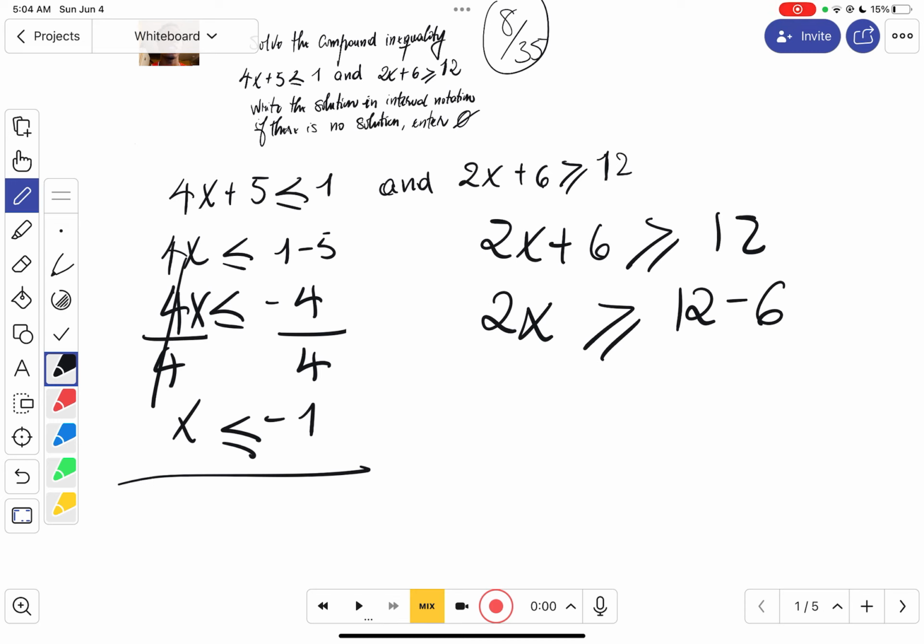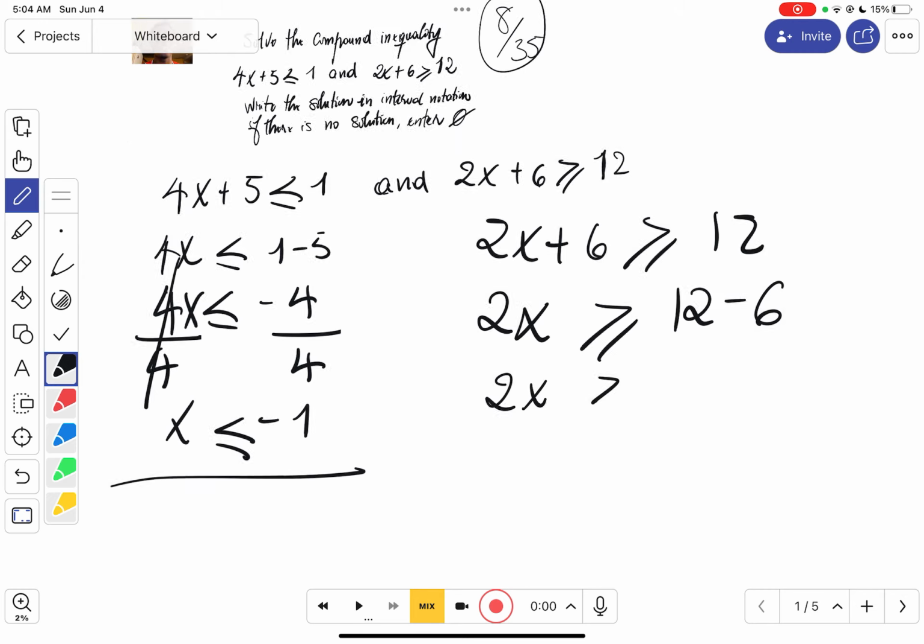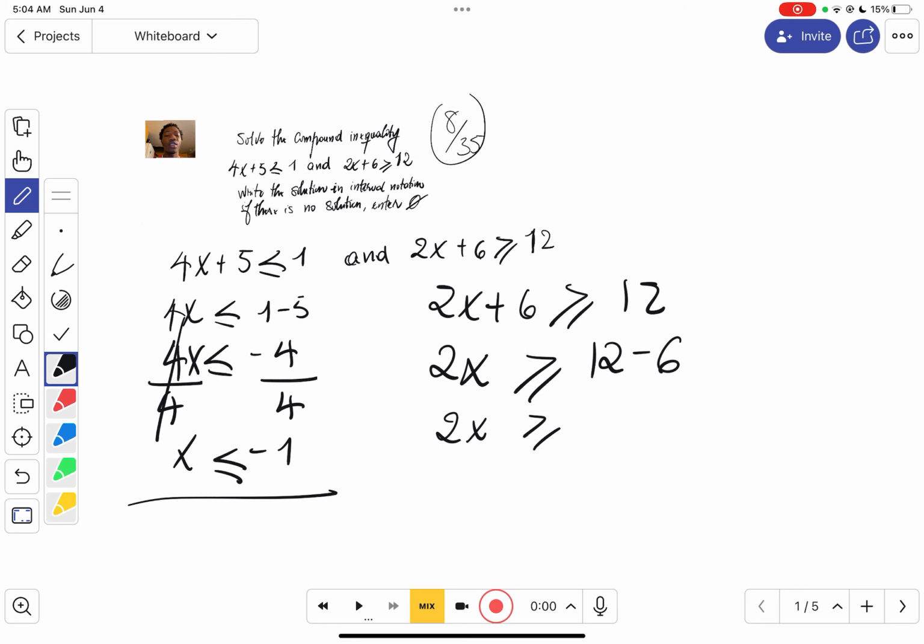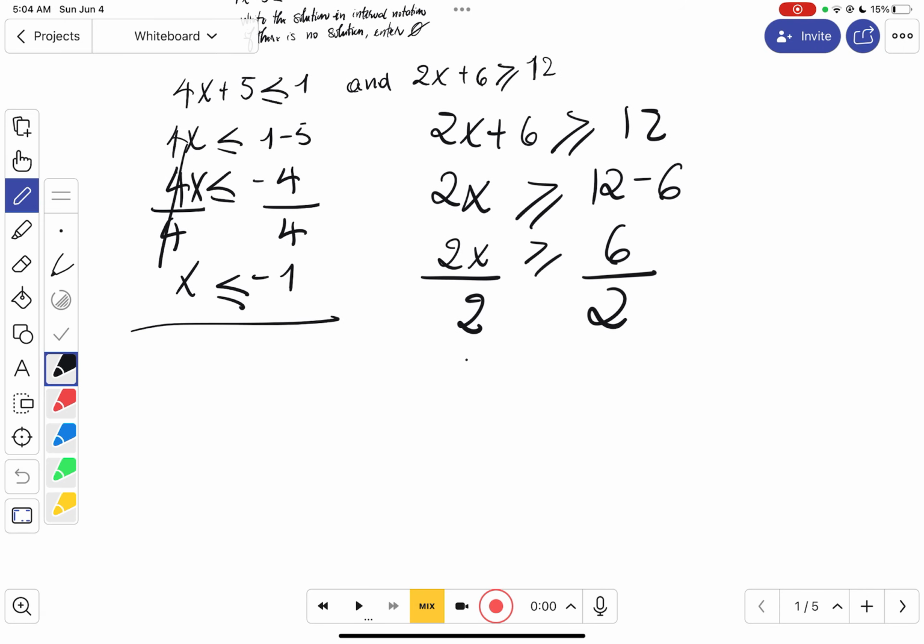Huh? What is that? Is that it? I don't think so. It's gonna be 2x plus 6. And then x. And then you divide it by 2, so that you can cancel the 2 out. So it's gonna be x.